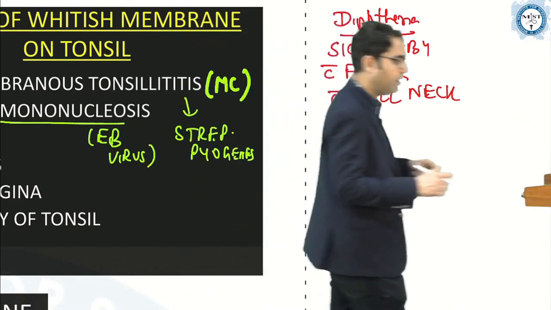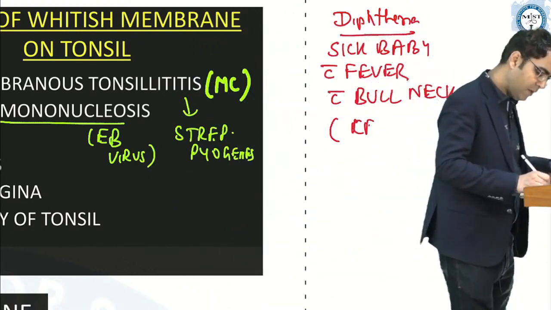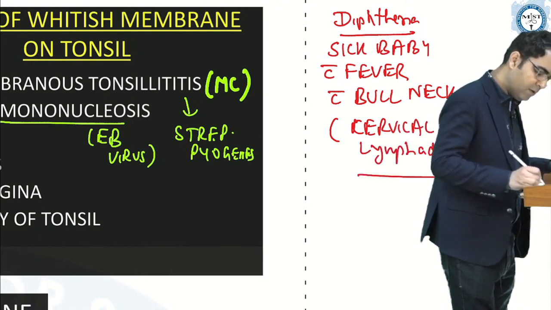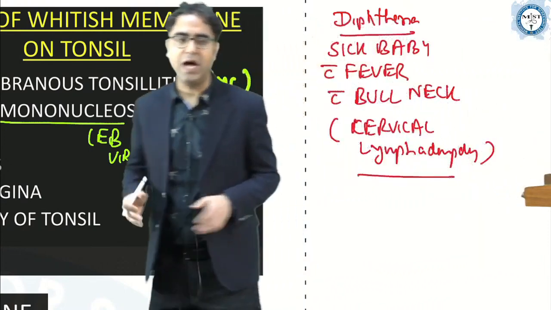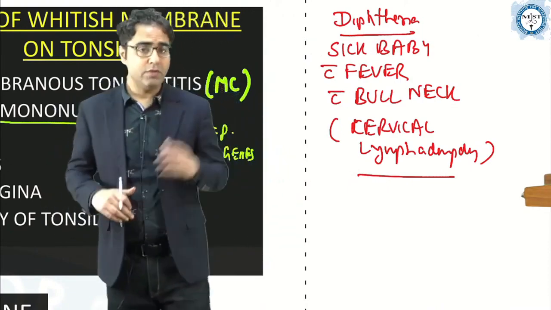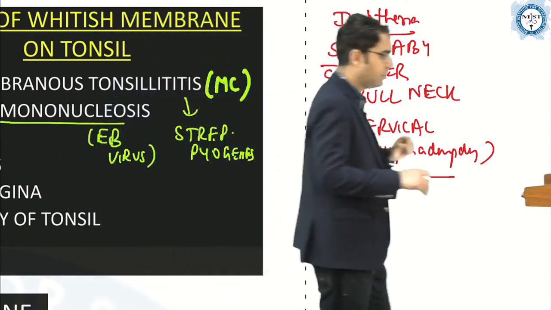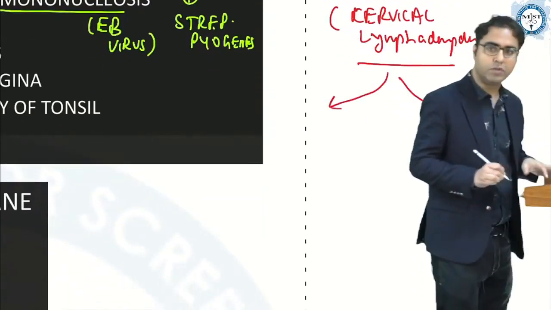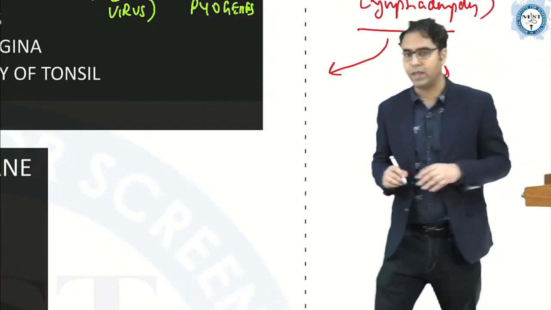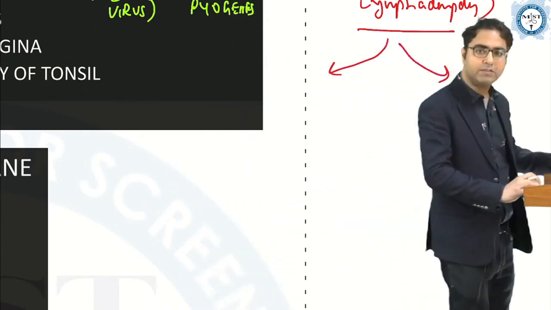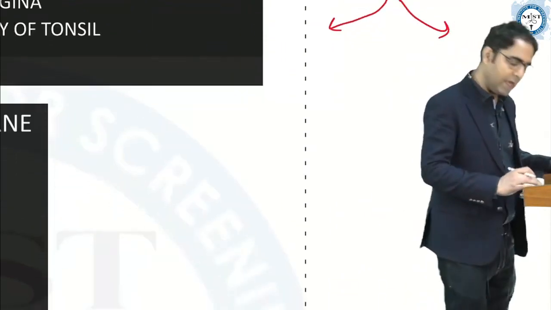What is bull neck in the bracket? Cervical lymphadenopathy. In diphtheria, there are big lymph nodes in the neck, and literature calls that bull neck, beta. How would the question of diphtheria be picked up in pediatrics or ENT? Sick baby with fever with bull neck. Two questions can come in ENT out of diphtheria.